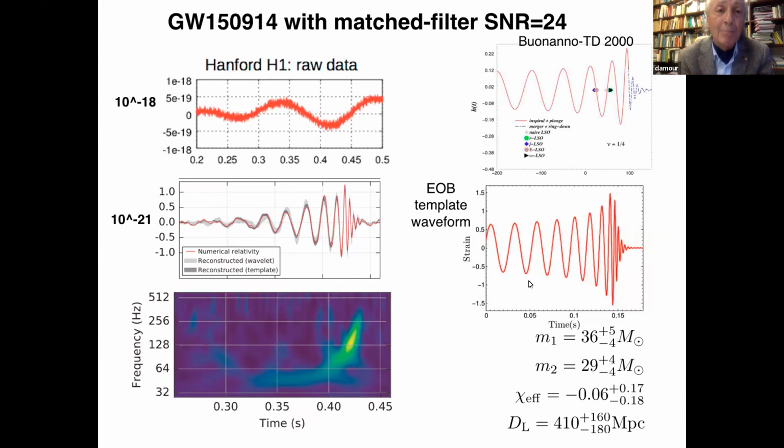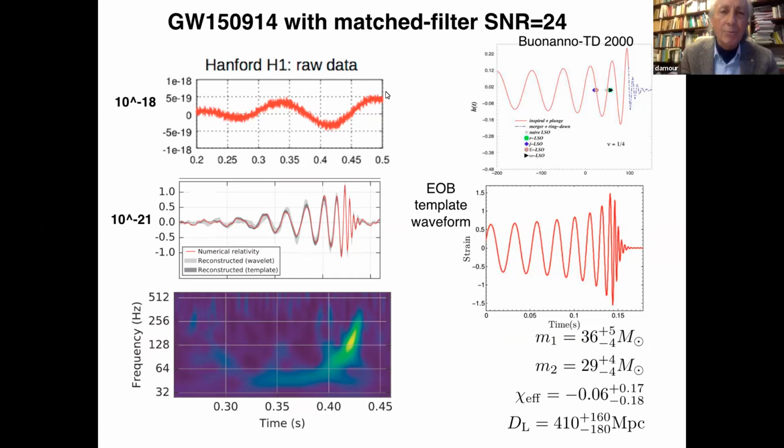holes. Let me also remind you of the example of the first detected binary black hole coalescence, which is still one of the highest signal to noise ratios. Do you see my pointer here? Yeah, very good. Okay.